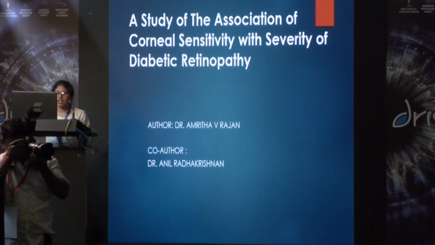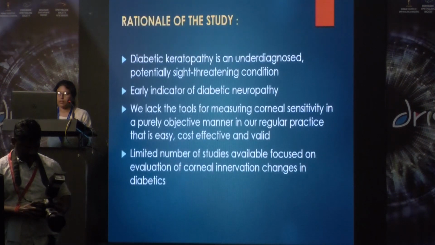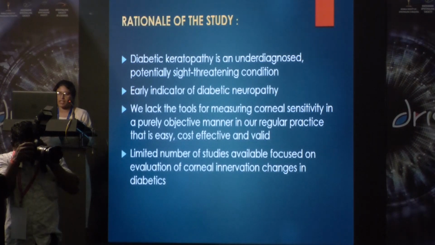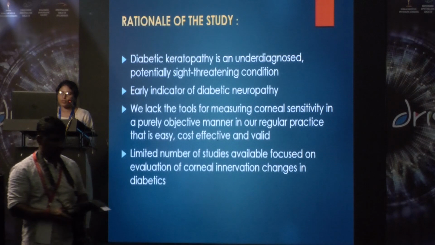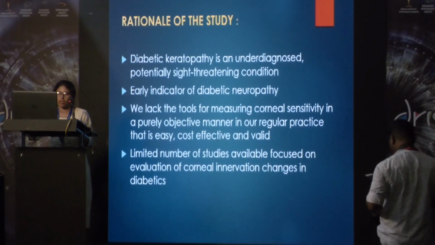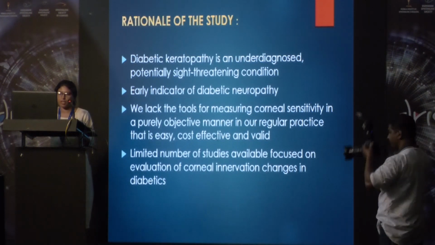So my study is, I have found out the association of corneal sensitivity with severity of diabetic retinopathy. Diabetic retinopathy is an underdiagnosed, potentially sight-threatening condition, and it can be an early indicator of diabetic neuropathy. And we lack the tools for measuring corneal sensitivity in a purely objective manner in regular practice, which is easy, cost-effective, and valid.